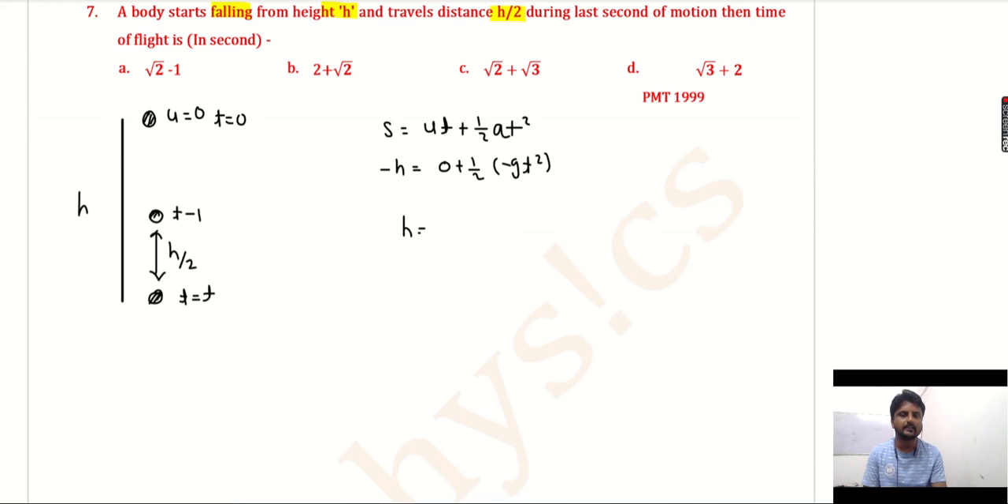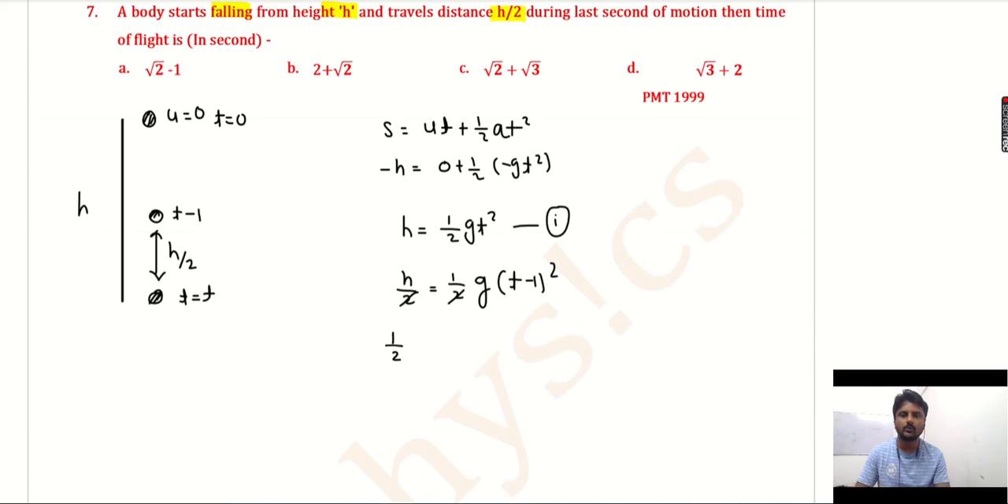For the complete time we can write h = 1/2 gt², right? This is equation number 1. Now let's say I'm considering t = 0 to t = t-1 time. In this time, the stone is covering a distance of h/2 = 1/2 into g into (t-1) whole square, right? Now put in equation number 1. This 2 will get cancelled out. Now put this value of h in this equation.